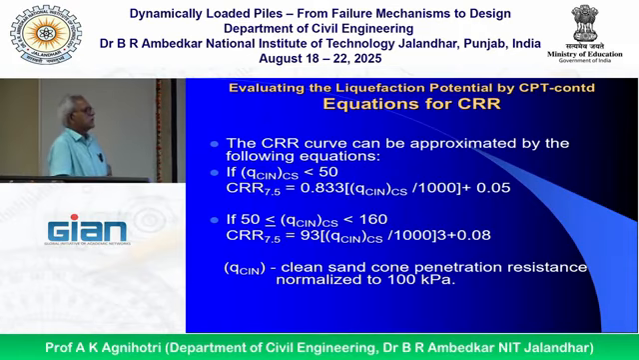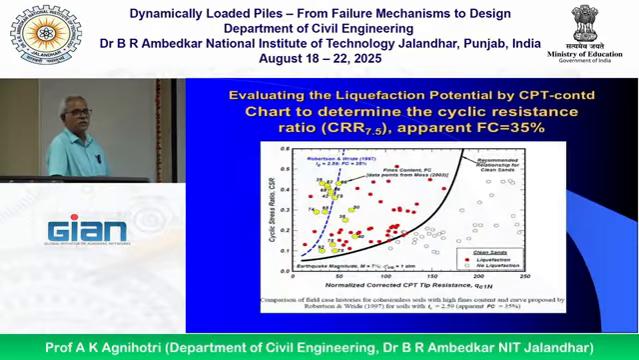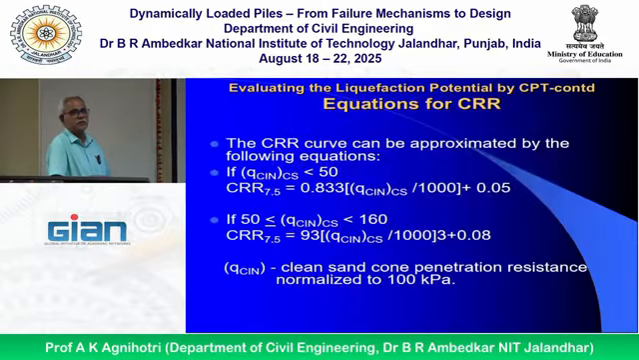Actually, these are the equations we can directly use if we are not using the curves. These equations have been derived from the curves by approximate analysis. QC1N CS we can see from this curve also, or we can calculate the values from these equations. If QC1N CS is less than 50, this equation will be used. If it is between 50 and 160, this equation will be used.